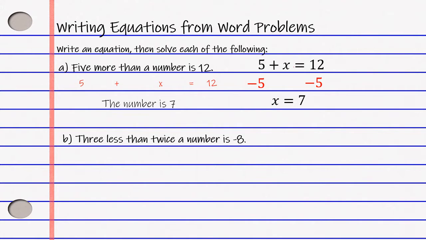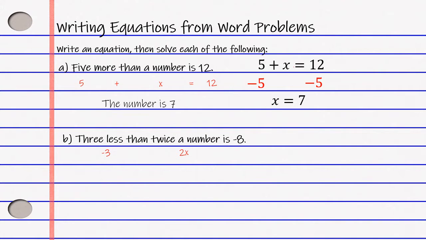So 3 less, if we're going 3 less than something, like 3 less than 10 is 7, and 3 less than 5 is 2, what are we doing? We're actually subtracting 3. To find 3 less of something, we're subtracting 3. And then twice a number. If you want to know what twice a number is, you're going to multiply that unknown, so we'll use x, by 2.